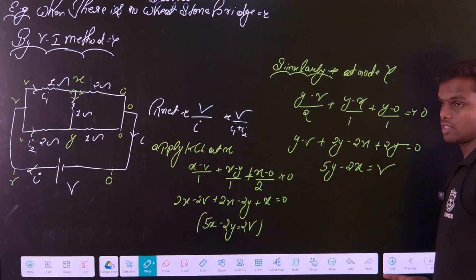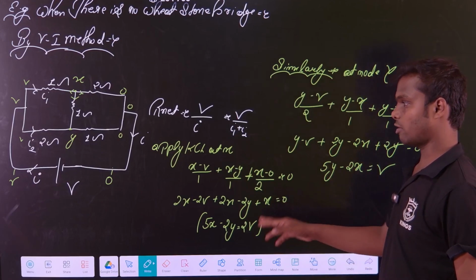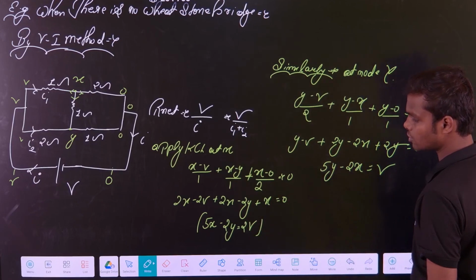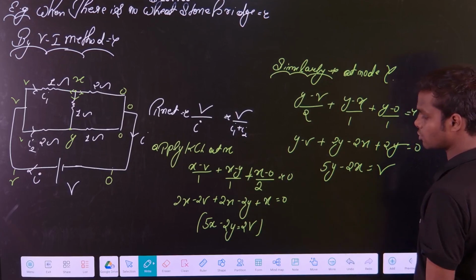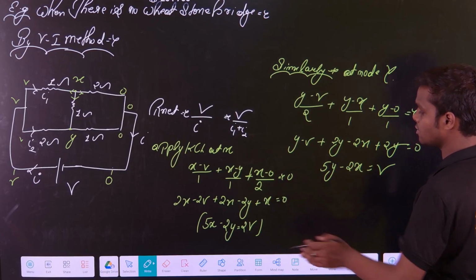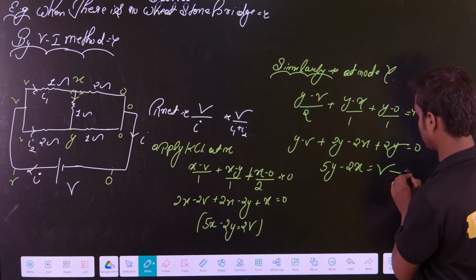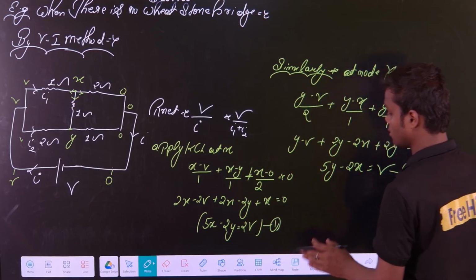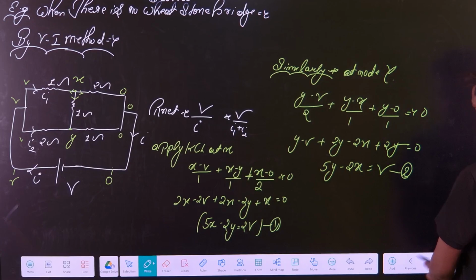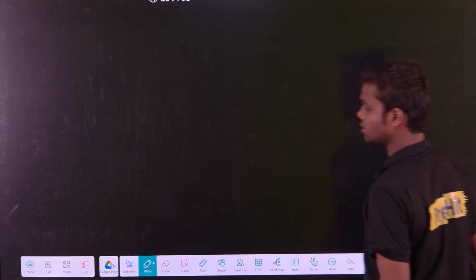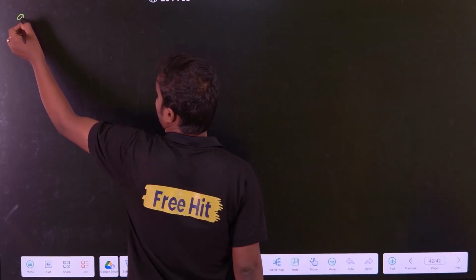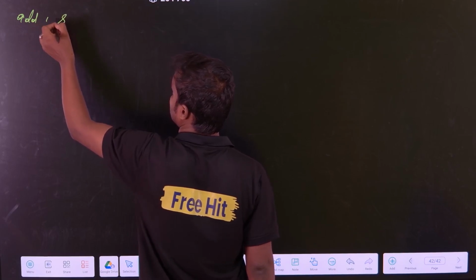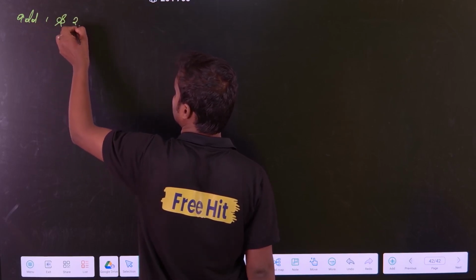Now you have 2 equations and 2 unknowns. Just solve for X and Y. Correct. So how to solve for X and Y? The first approach, you can see from here, either you can add these two equations or subtract these two equations. This is my equation number 2, correct, and this is my equation number 1. First approach is, let us go to the next page. First you add equation 1 and equation 2.